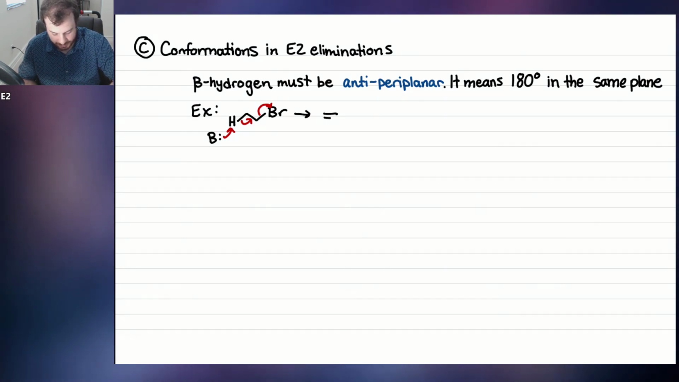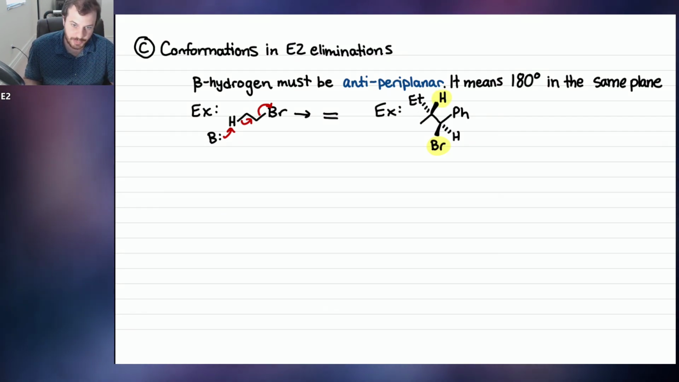The product would just be the simplest alkene. So let me show you an example of what that would not be. Let's take a look at a complicated molecule here. Okay, look at this molecule. Check out our leaving group, our bromine, and our beta hydrogen. I've highlighted them both in yellow.